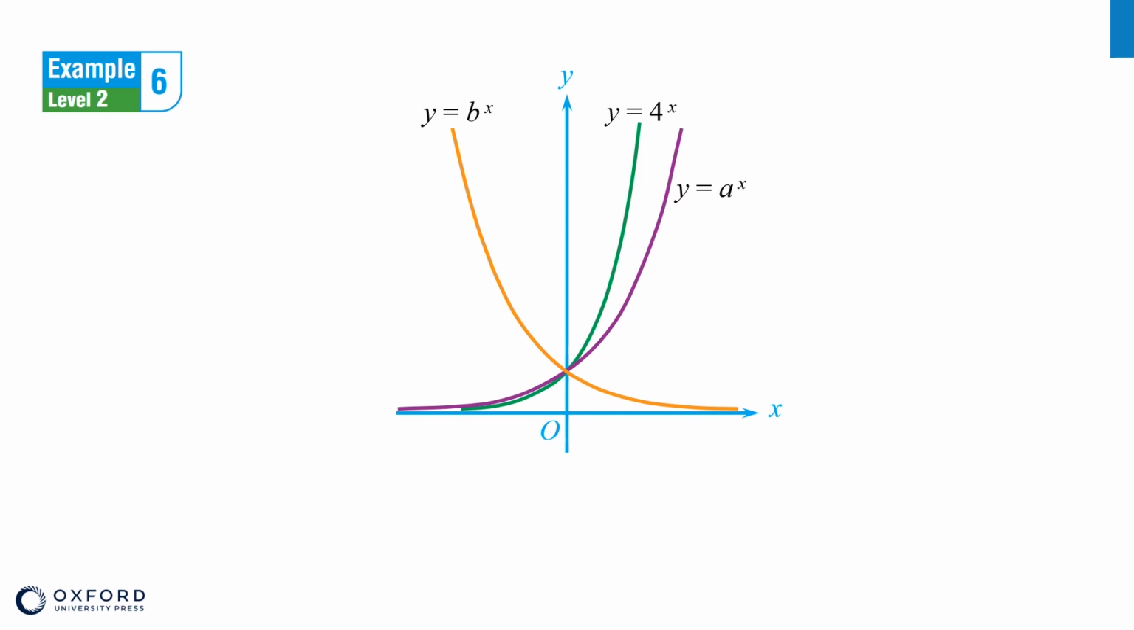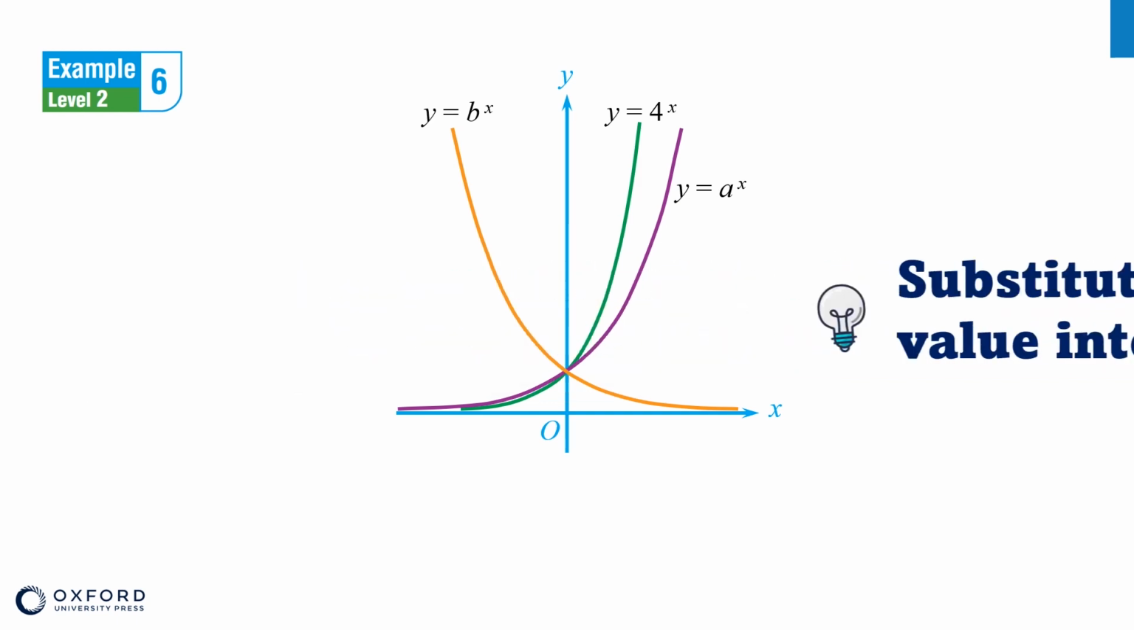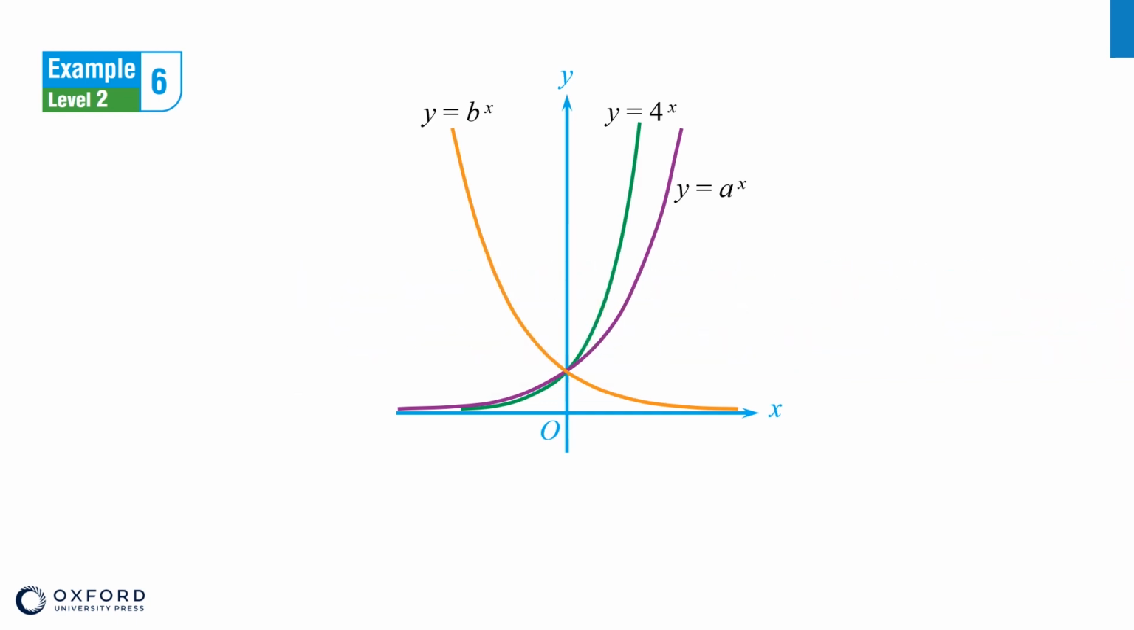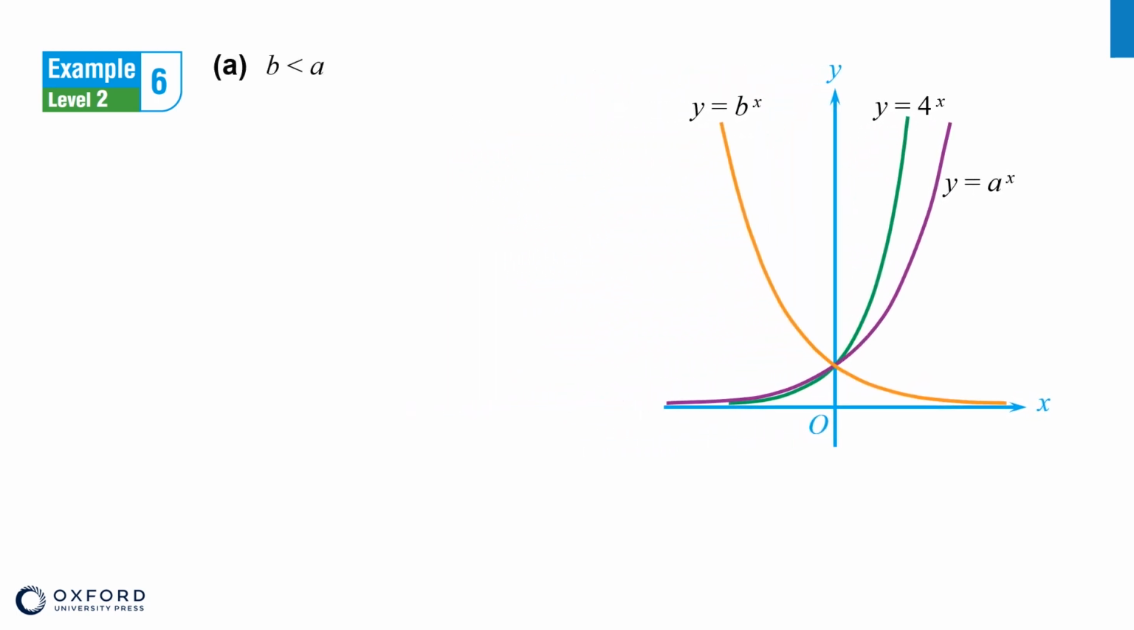This is a question related to the graphs of exponential functions. One main skill we'll use is substituting a particular value into the functions. Here we've got the graphs of y equals 4 to the x, y equals a to the x, and y equals b to the x, where a and b are positive constants, in which the graph of y equals b to the x is the reflection image of the graph of y equals a to the x with respect to the y-axis. We need to determine whether the following statements are true.